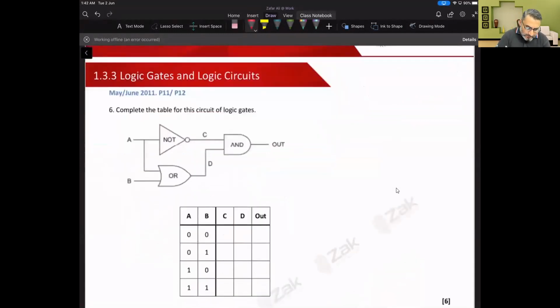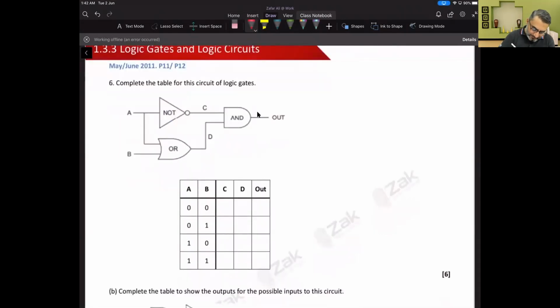Complete the truth table for this circuit of logic gates. So what is C? Over here, C is actually A naught. So it means if A is 0, C would be 1. If A is 1, then C is 0.